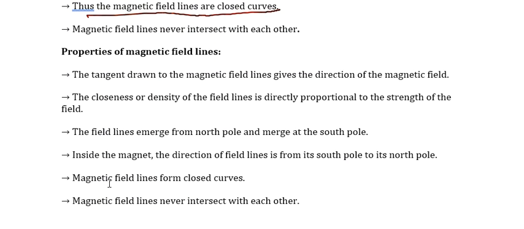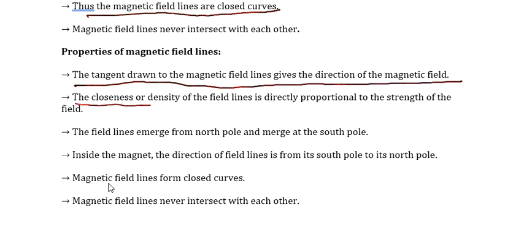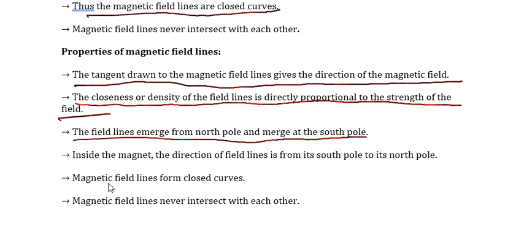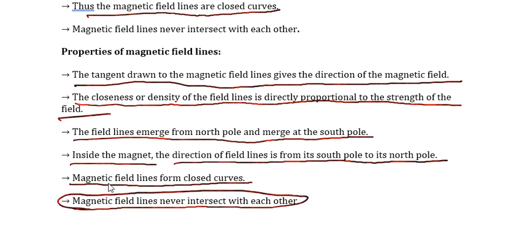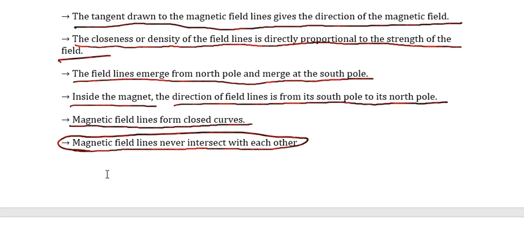What are the properties of magnetic field lines? First, the tangent drawn to a magnetic field line gives the direction of the magnetic field. The closeness or density of field lines is directly proportional to the strength of the field. The field lines emerge from the North Pole and merge at the South Pole. Inside the magnet, the direction of field lines is from its South Pole to its North Pole. Magnetic field lines form closed curves. Magnetic field lines never intersect each other. It is a very important point.